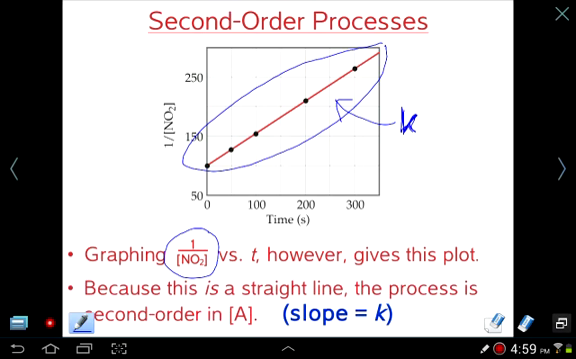If the inverse of the concentration gives you a straight line, it is a second order reaction, it is second order in that reactant. And the slope in this case is simply your constant. Again, if you take rise over run, you'll be able to get yourself your constant. Again, you can just take 2 points here and determine the constant from this process.